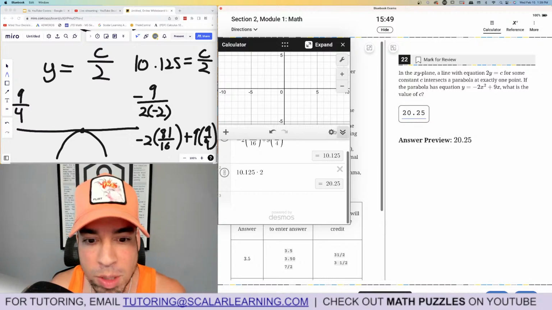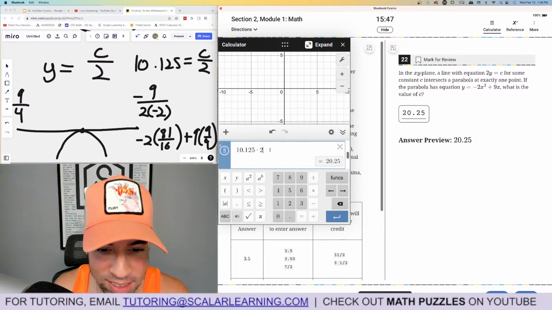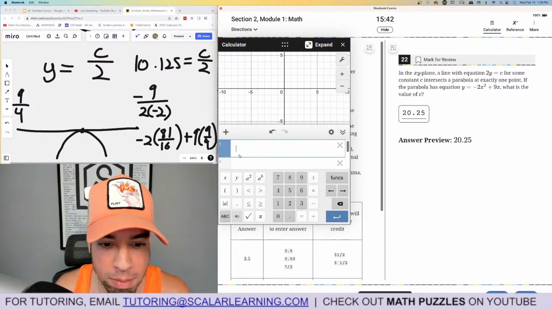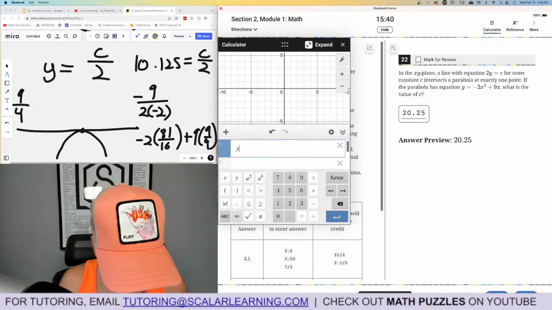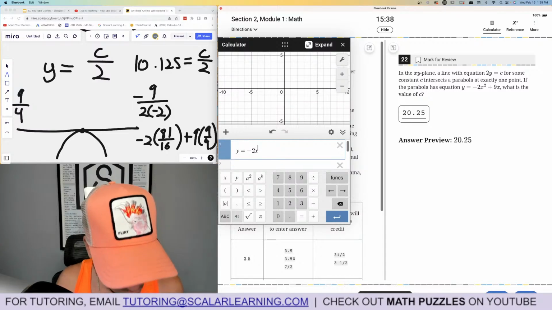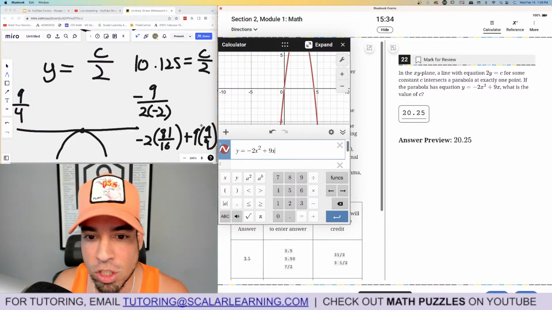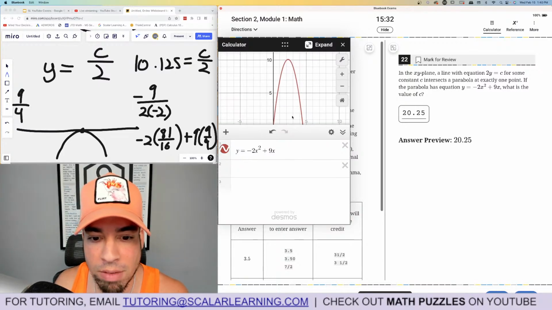I want to see if this lets me graph. Wait, let me actually try this. Hold on. This is crazy. So, actually, wait a minute. It probably does. y equals negative 2x squared. Oh my God, look at this. So you can actually graph the equation. This is amazing. So now we're going to see if I got it right.